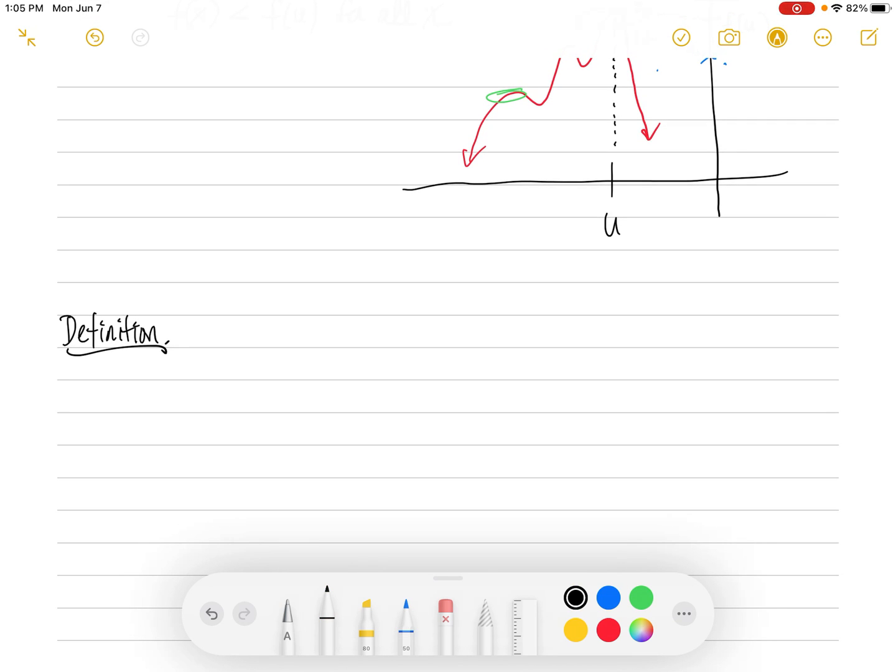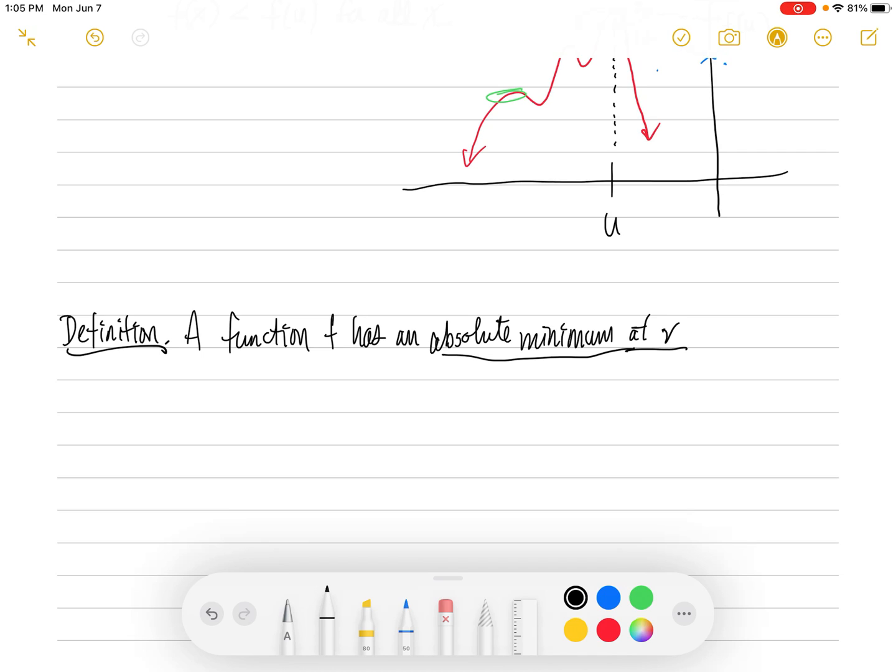Okay, another definition. Let's talk about absolute min. A function f has an absolute minimum at some particular x value. Let's call it v. Provided the following happens: f of v is smaller than all the other outputs, f of x. This is for every single x value.